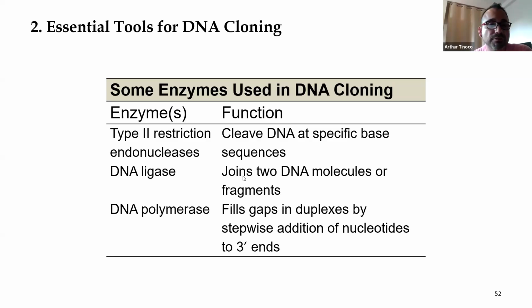You also have enzymes that are referred to as a DNA ligase. And so, as the name implies, you're basically ligating, you're joining two DNA molecules or fragments. And then you have the enzyme DNA polymerase, which facilitates the process of DNA replication. So it fills gaps and duplicates by a stepwise addition of nucleotides to the 3' ends. So it's a successive building of this replication process. All right, so these are critical enzymes with their specific functions that facilitate the process of DNA cloning.